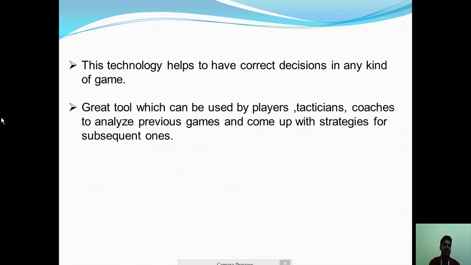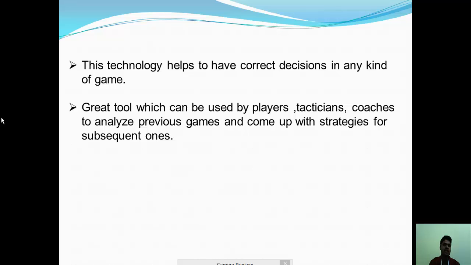The game can be cricket or tennis or snooker or any other field. Correct decisions and correct predictions can be made using this technology. It is a great tool which can be used by players, tacticians and coaches to analyze previous games and come up with strategies for subsequent ones.